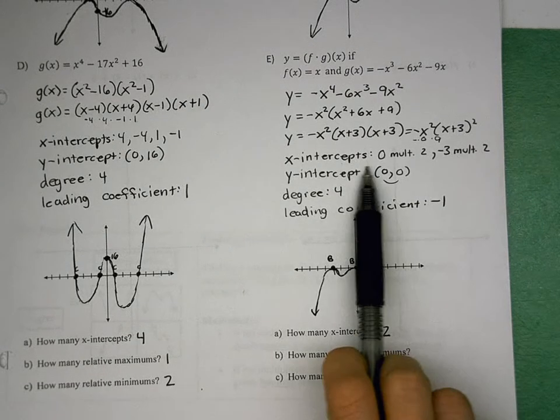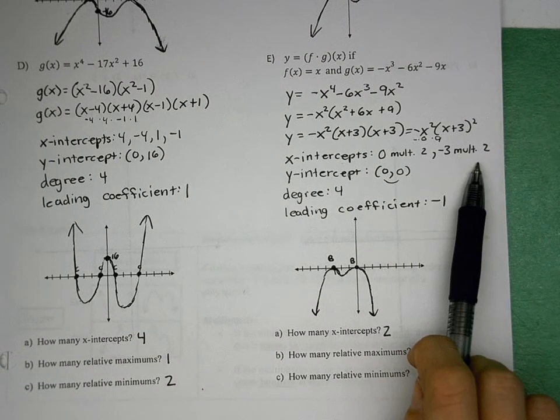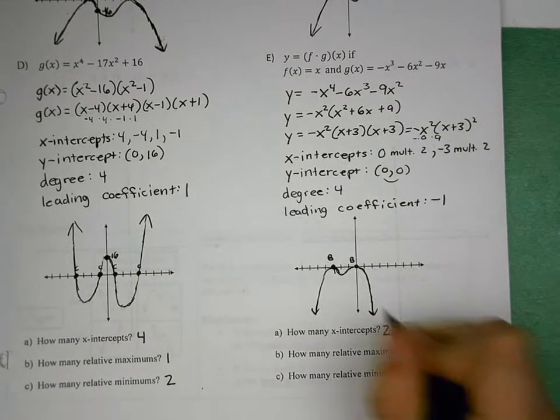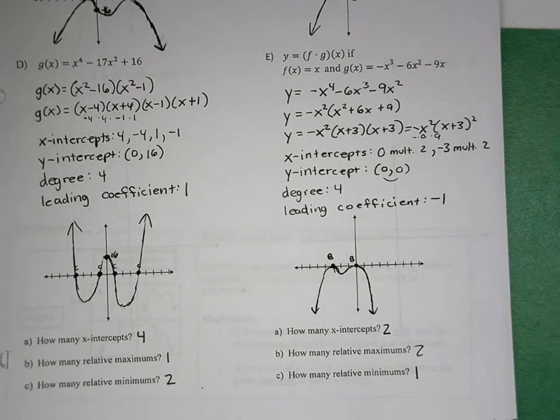4 zeros though. Okay. How many relative maximums do we have? We have 2. How many relative minimums? 1. Okay. And so that's graphing polynomials.